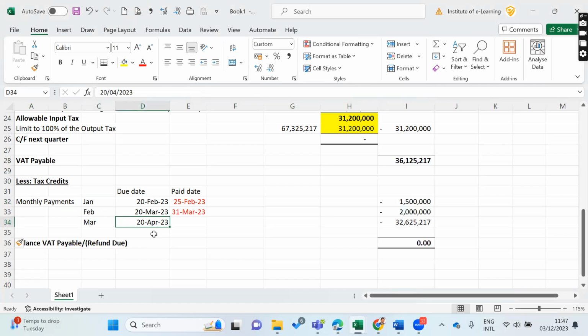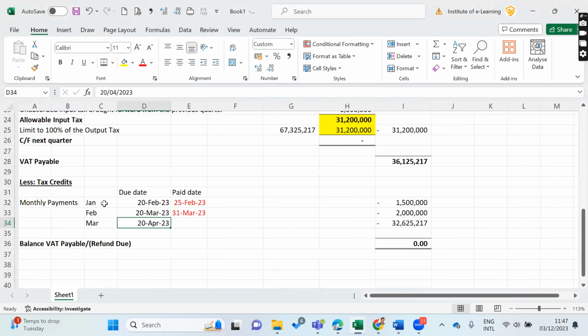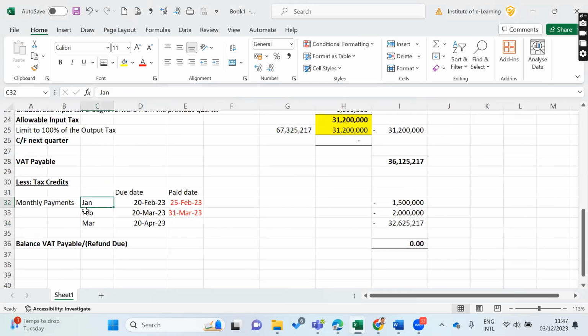Likewise, the monthly payment is around the 20th day of the following month. Based on the January month turnover you make the February payment, and based on the February month turnover you make the March payment. For March month turnover, or a combination of all these months, you can do the entire quarter calculation, and the balance payable you can pay as the March month payment.